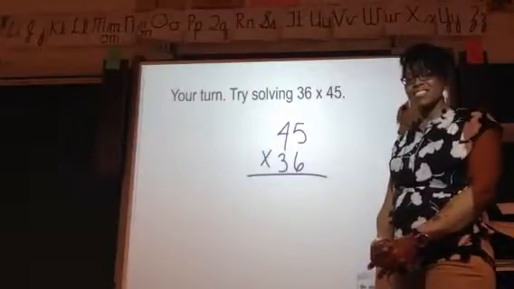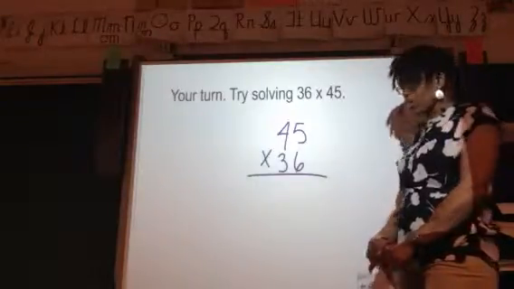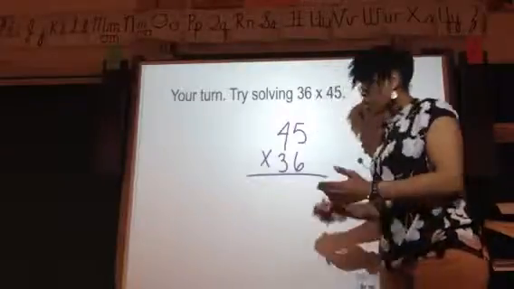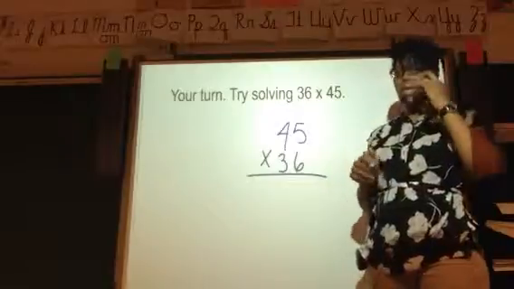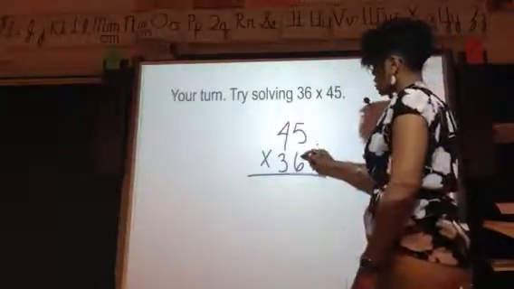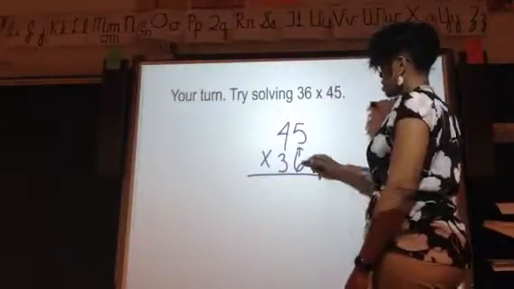Alright, you should have hit unpause, you're back. Now you've already solved the problem. If not, pause it at this point. And what do we do first? Ones place times the ones place. 6 times 5 is 30.